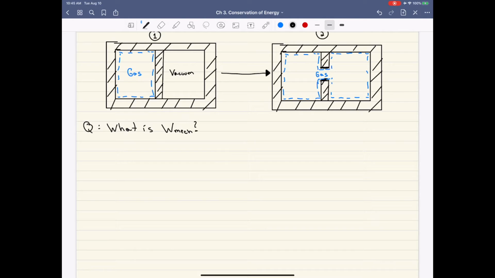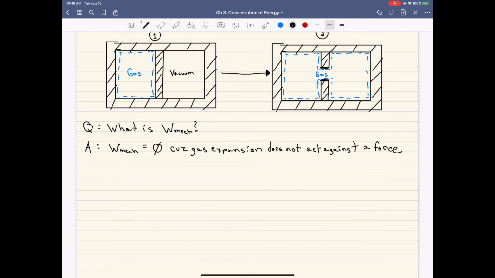So what I want you to do is to pause the video here and think to yourself what you think the value of the mechanical work will be. It turns out that whenever we have free expansion, the mechanical work that occurs in the system, even though the gas is expanding, is exactly equal to 0. Okay? And the reason for that is because the expansion of the gas is not acting against any sort of force.